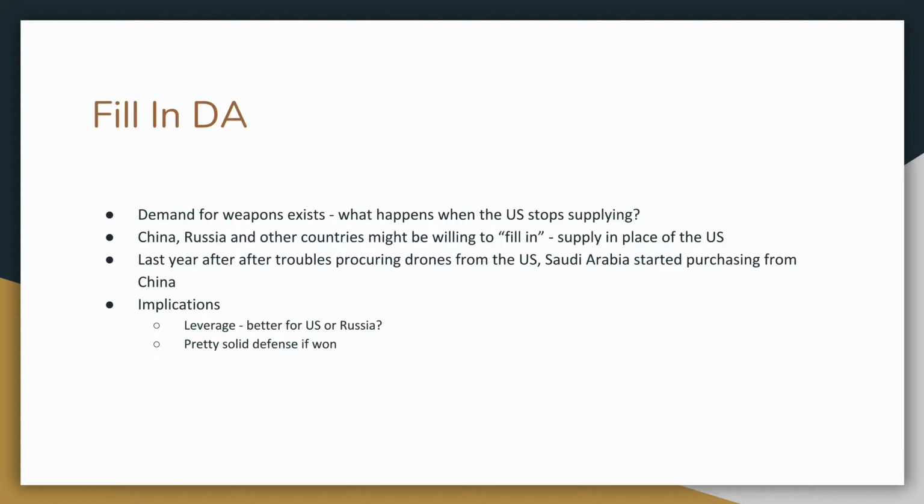Allies like France have the capabilities and might be willing to fill in for that gap in support in place of the United States. For example, last year, after Saudi Arabia got frustrated by export controls on military drones, Saudi Arabia just started purchasing them from China. So it's not simply a question of should we be supporting authoritarian regimes, but the secondary question is what happens if we don't, because it's not as clear cut that they just won't have support.